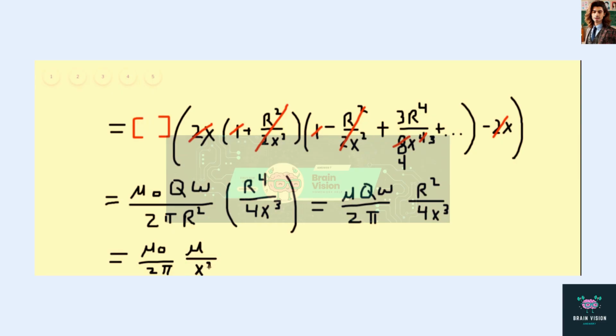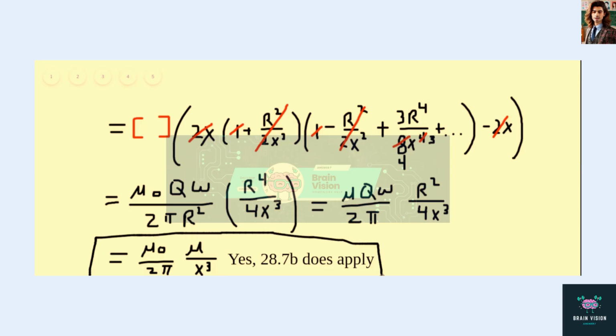But wait a minute. That is the 28.7b equation that we were trying to prove whether or not it would work. So yes, equation 28.7b does apply in this case, because that's what we ended up simplifying down to. So we can say yes, 28.7b does apply. Let's go ahead and box that in as our solution for part C in the final part of the question.